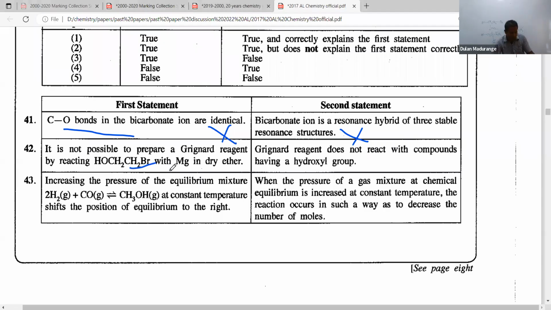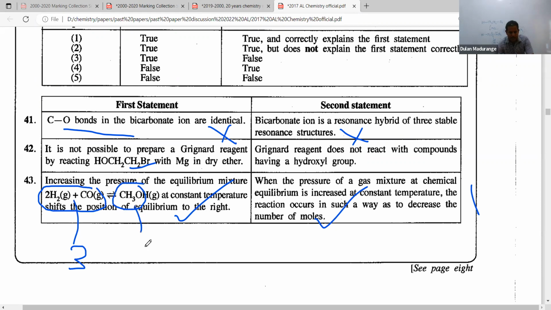So in 43, so actually 43 answer is 1. This one and this one is correct. Answer is 1. Increasing the pressure of equilibrium mixture at constant temperature shift the position of equilibrium to right. So left side එකේ gas molecules 3, right? Right side එකේ තියෙන gas molecules 1.